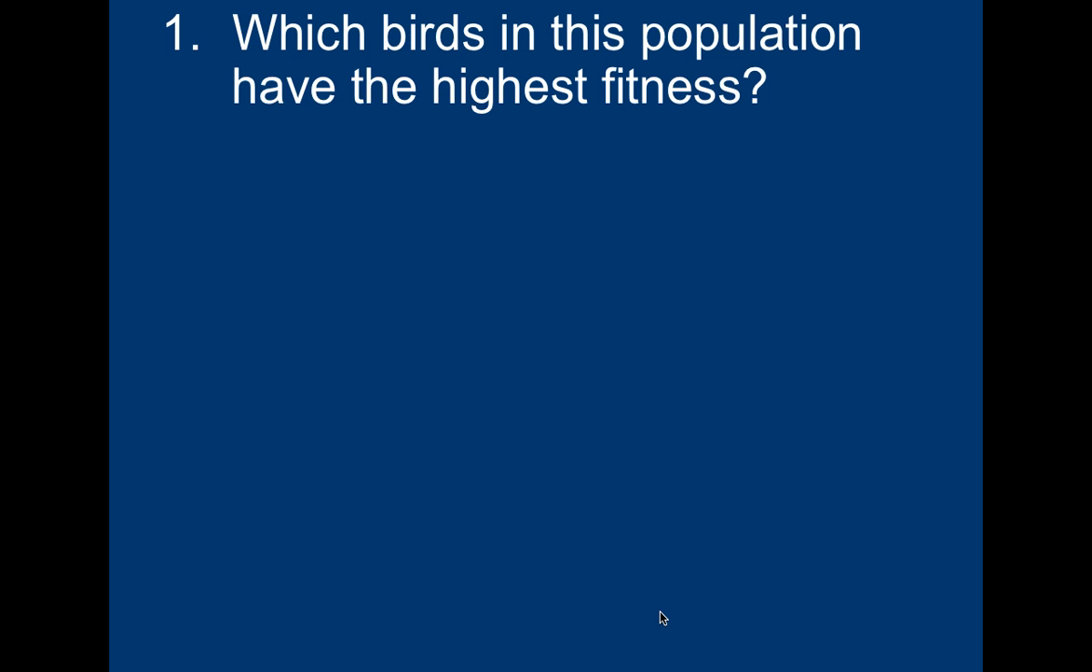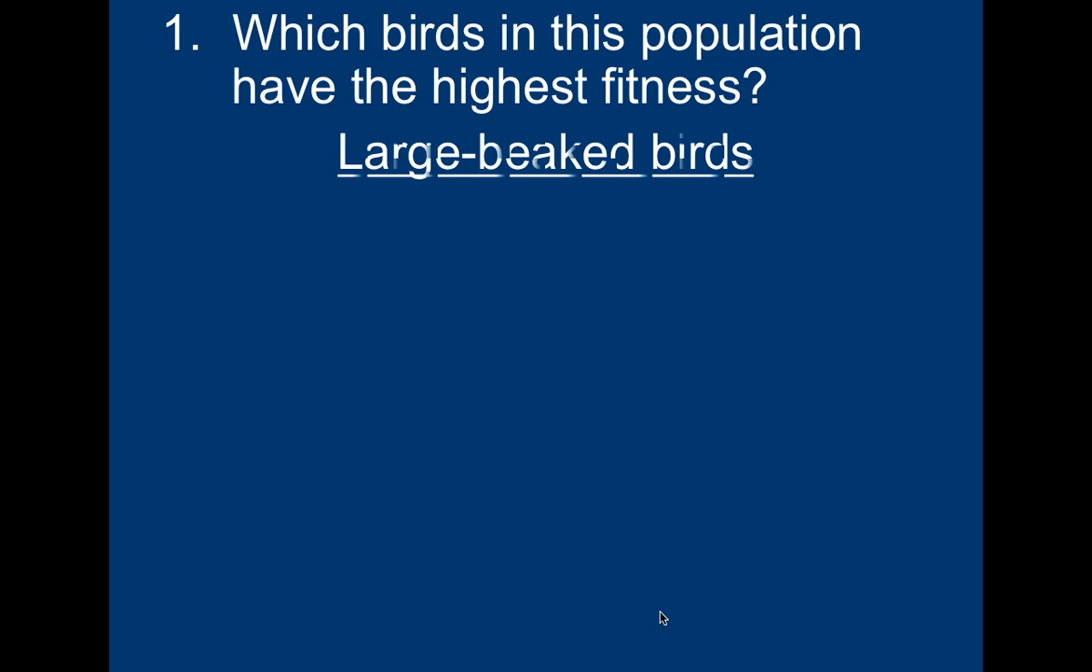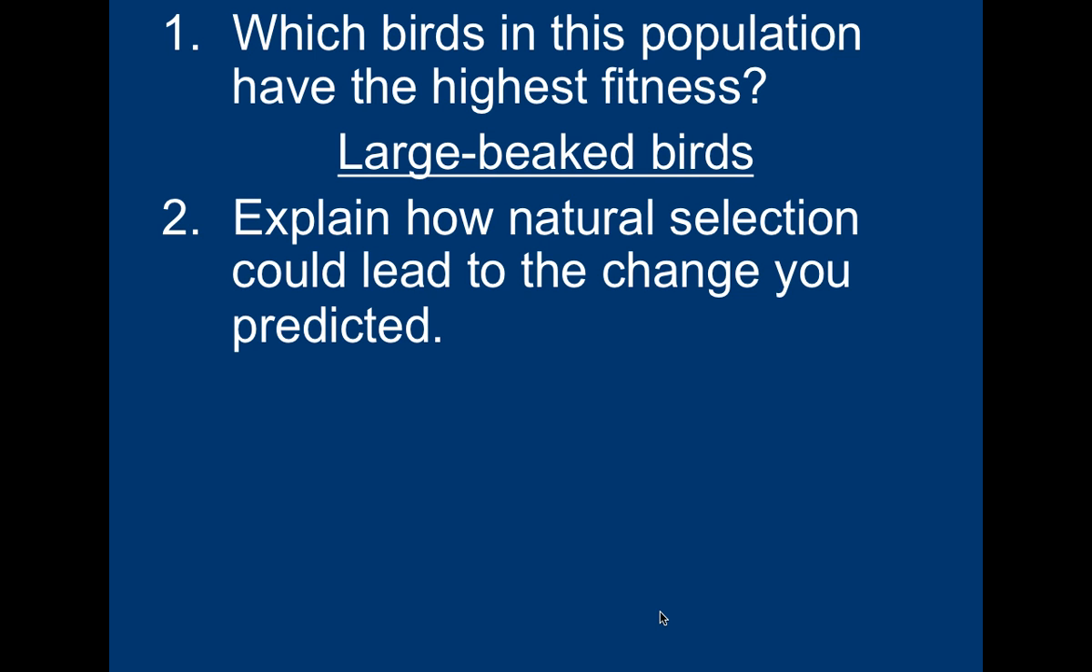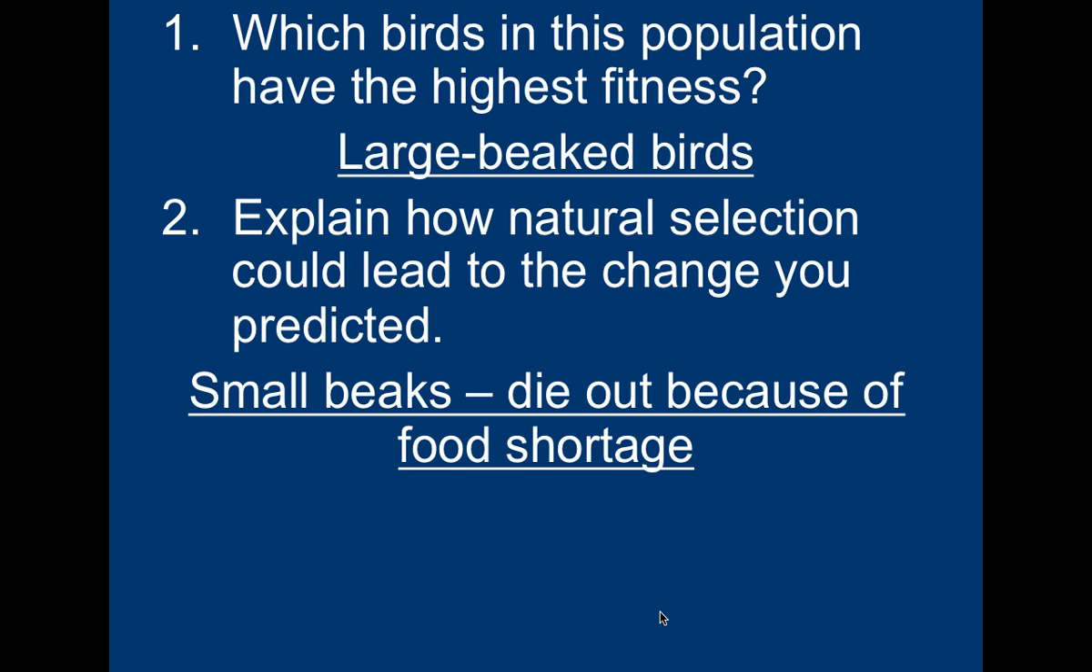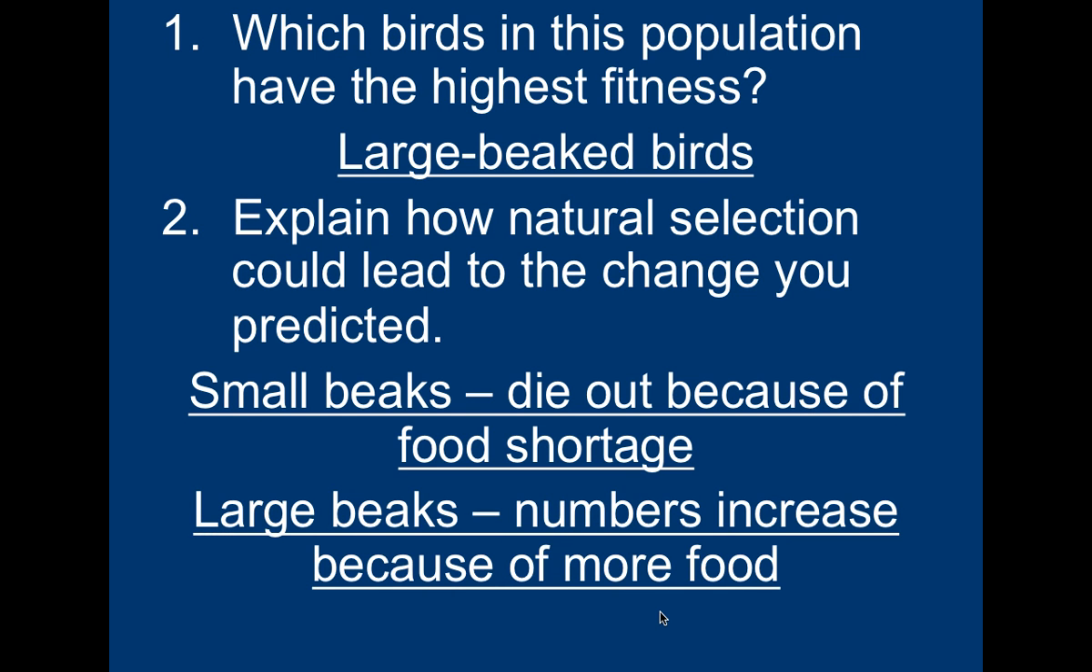So, which birds in this population have the highest fitness? Those are the large-beaked birds. Explain how natural selection could lead to the change that you predicted. Well, the small-beaked birds would actually die out because of a food shortage, whereas the large-beaked birds would have their numbers increase because they are more able to get the food. So because they're able to get the food, they are better able to survive to pass that gene on to the next generation.